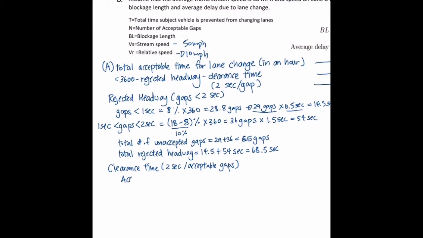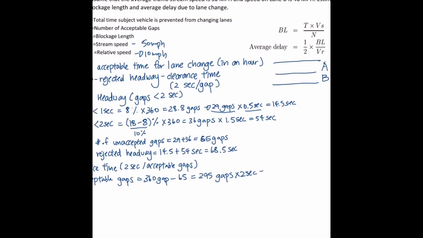Here we already calculated the unacceptable gaps previously. The total number of unacceptable gaps is 65. We're going to subtract that from the total to get acceptable gaps. There are a total of 360 gaps in lane A minus 65 equals 295 acceptable gaps. And we're going to multiply by 2 seconds, which is the clearance time per lane change, and this is 590 seconds.